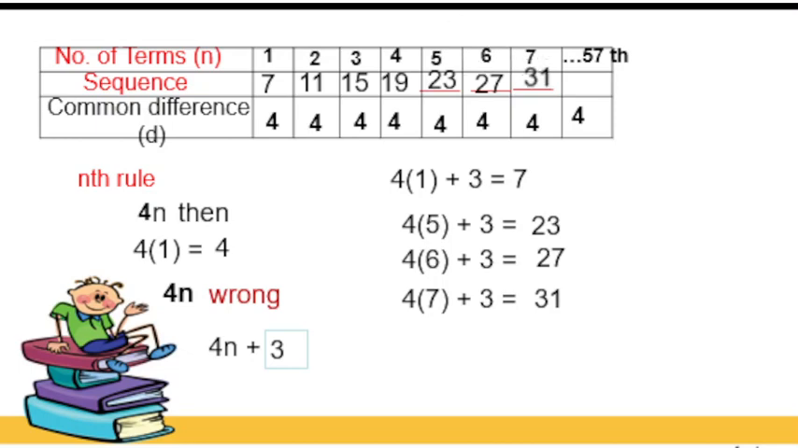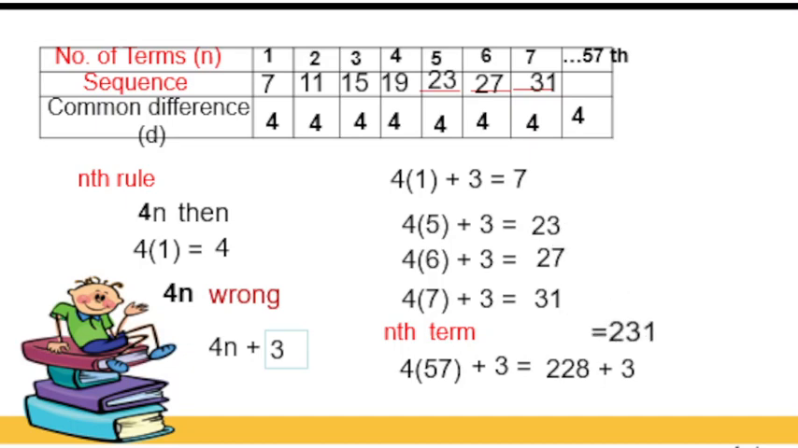So this time, let's get the 57th term. Just multiply 4 by 57, then add 3. 4 multiplied by 57 is equal to 228, plus 3. Therefore, the 57th term in the sequence is 231. Okay, next.